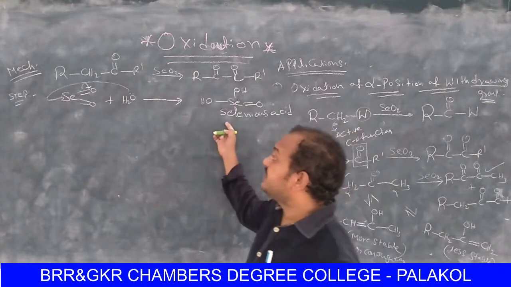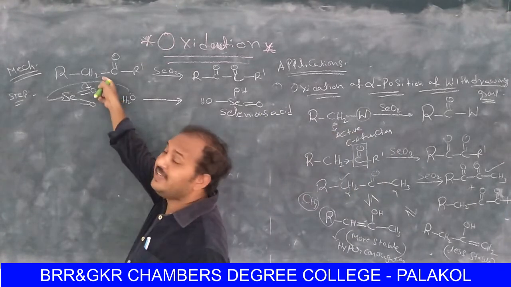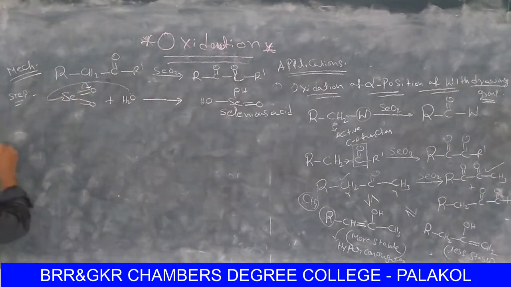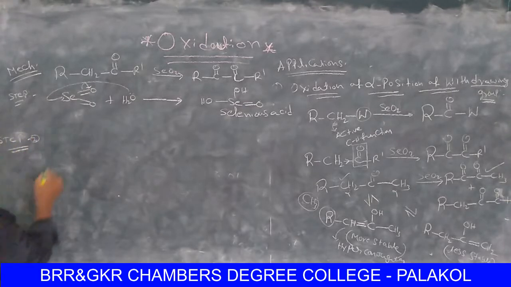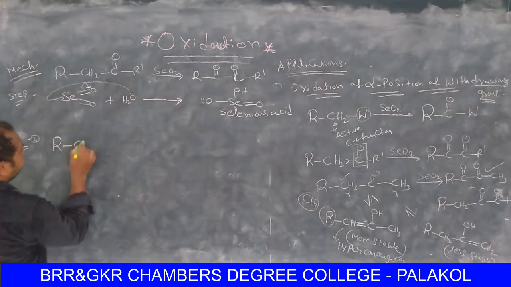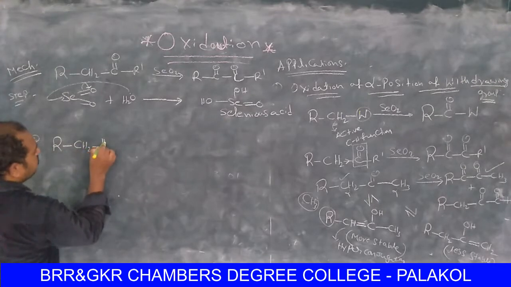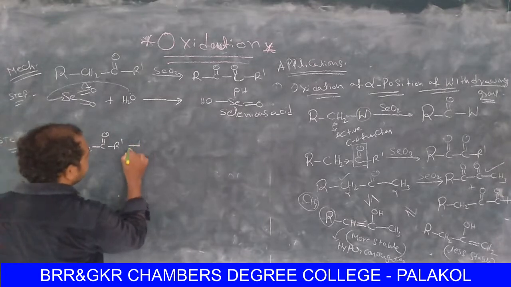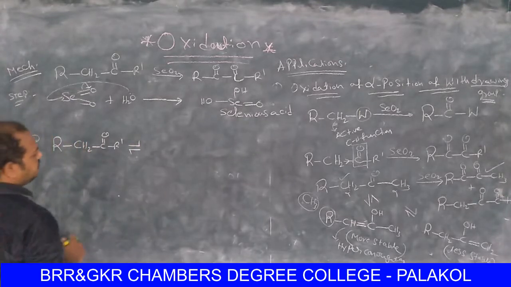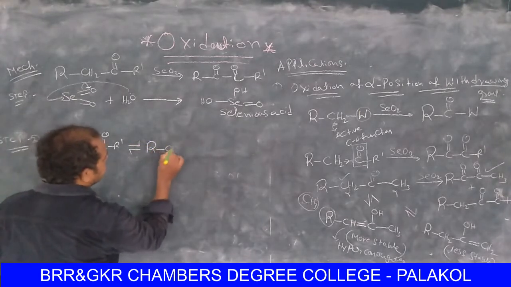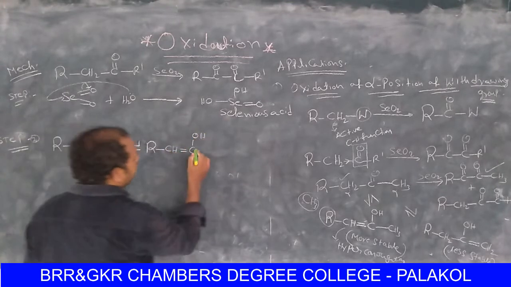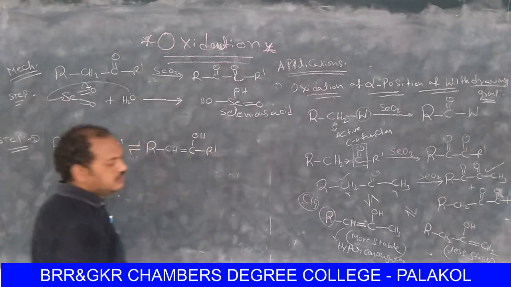Now the selenious acid is reacting with the enol of the reactant, right? So take the enol form of the reactant in step 2. I am taking RCH2 C double bond O R dash, and its enol form is RCH double bond COH and R dash, right?